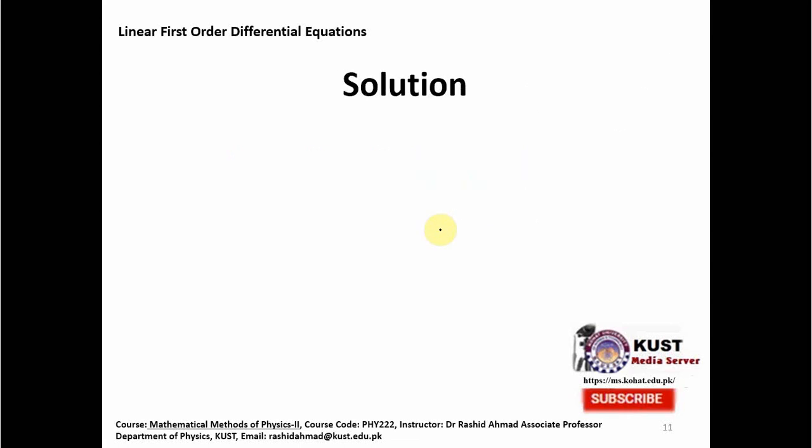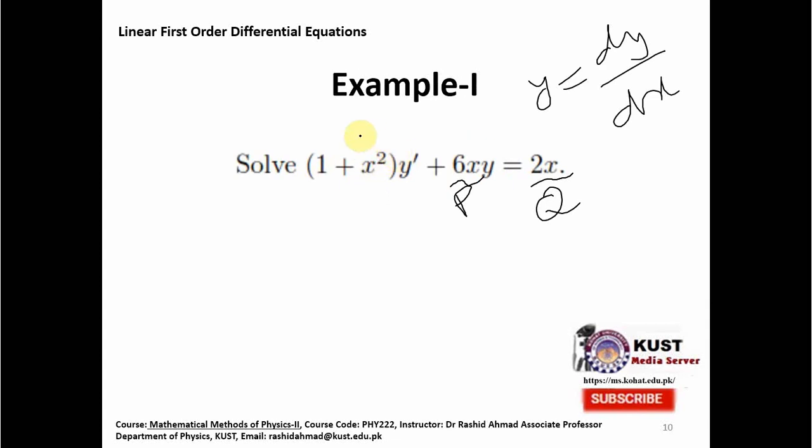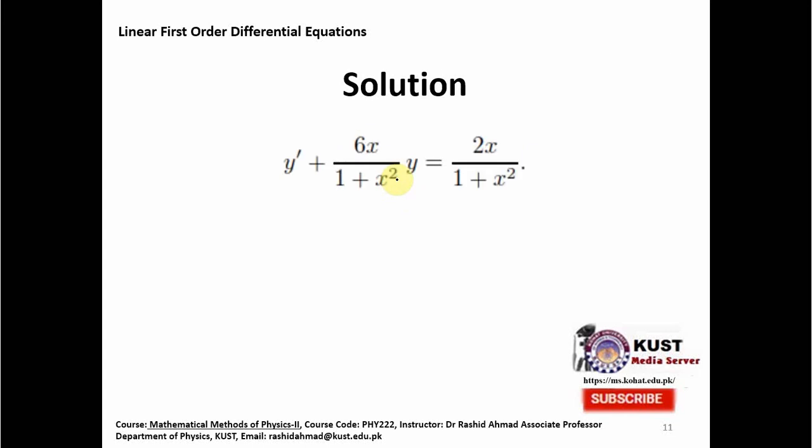So let's put it in a slightly different form to make the definitions of p and q easily seen. So you see that this can be written as y prime plus 6x, because I have divided the full equation by 1 plus x square. This was the coefficient over here, 1 plus x square. So if I divide the whole equation by 1 plus x square, what I will get is y prime plus 6x over 1 plus x square times y is equal to 2x plus 1 over 1 plus x square.